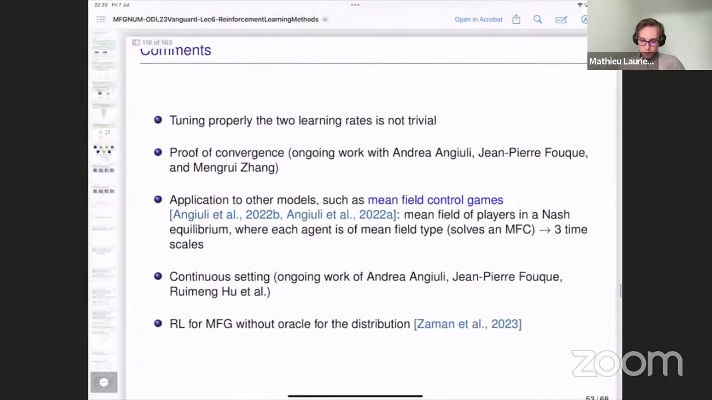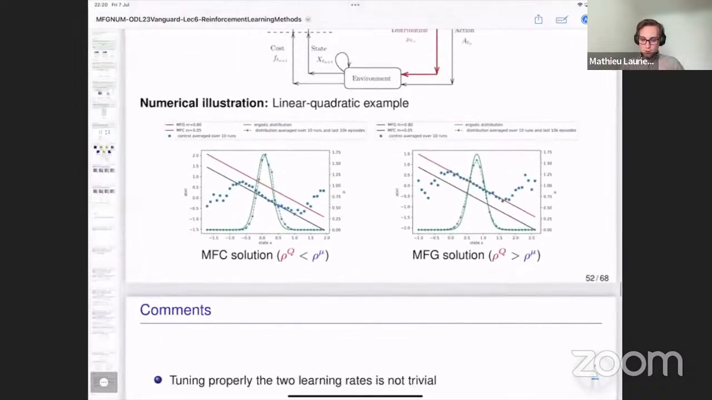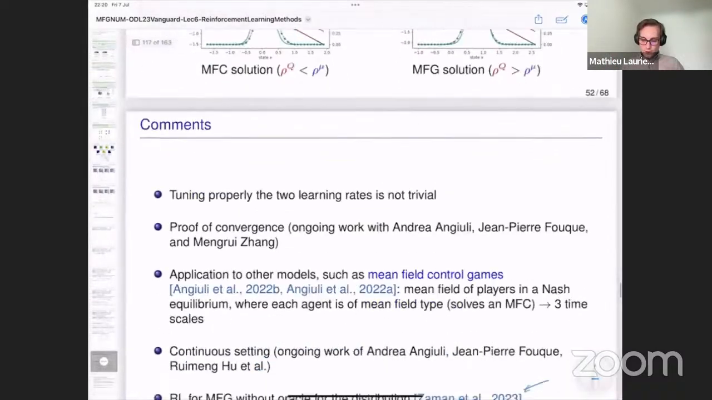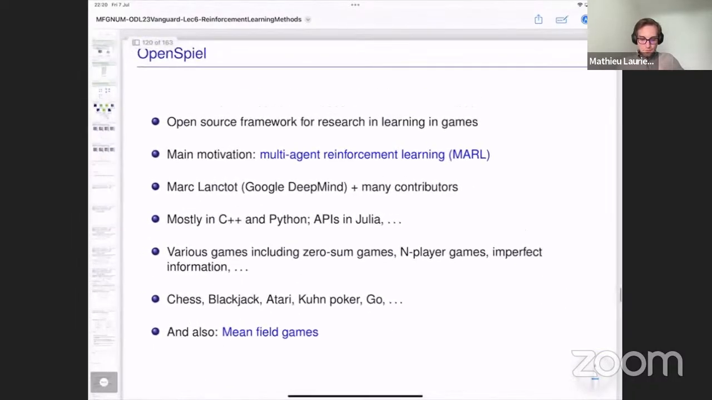So I will skip these. There are several follow-ups, and here is a work I mentioned where you don't need the distribution at all, and the agent learns the distribution along the way, which is also actually what we are doing in this setting. We are learning the distribution along the way. So I don't know if there are questions. Otherwise, I want to say a few words about OpenSpiel. In fact, you can find tutorials online. So what I would like to do is describe mean-field games in OpenSpiel and not all of OpenSpiel.